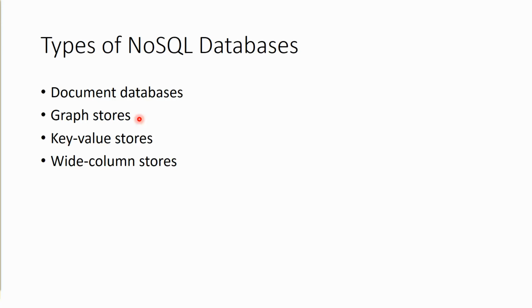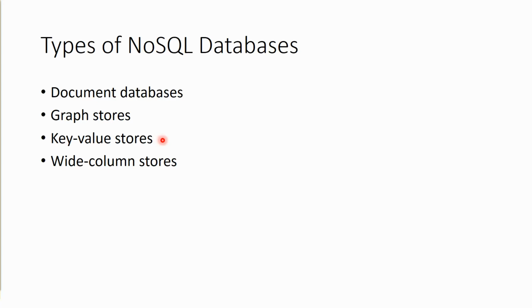The next one is key-value stores. This is the simplest kind of NoSQL database available. I've been speaking about document databases, which have a complex structure, whereas a key-value store is the simplest database, wherein it just has a key or an attribute and its value.